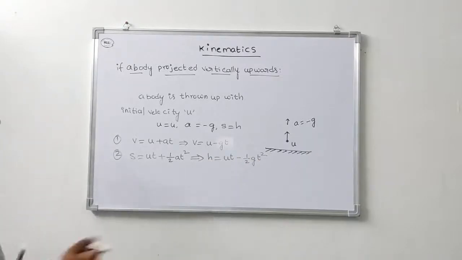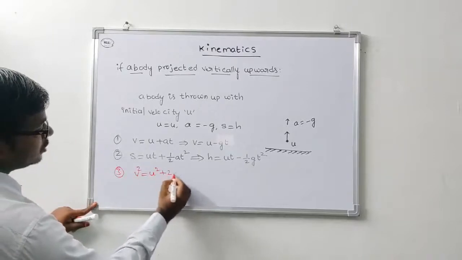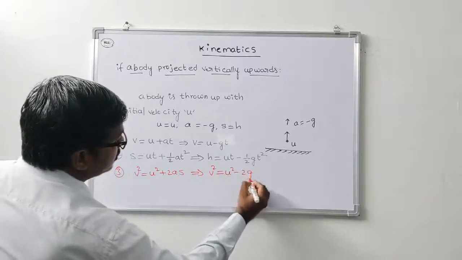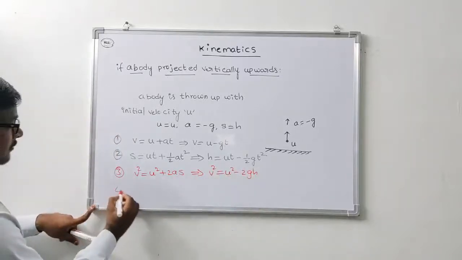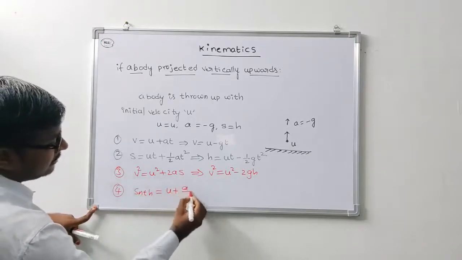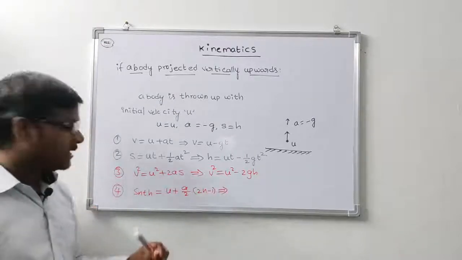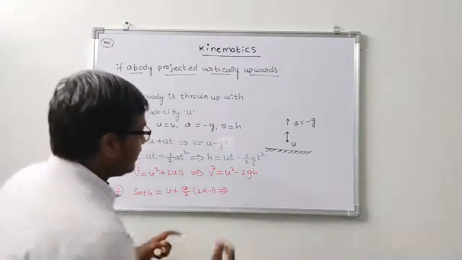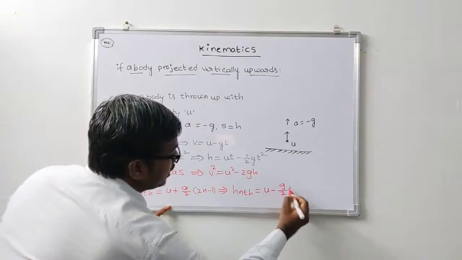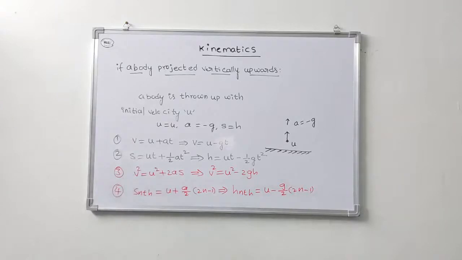Next, v square is equal to u square plus 2as, that is v square is equal to u square minus 2gh. The fourth one, s nth is equal to u plus a by 2 into 2n minus 1, that is s nth, the distance traveled in the nth second, h nth is equal to u minus g by 2 into 2n minus 1. This is the first case.